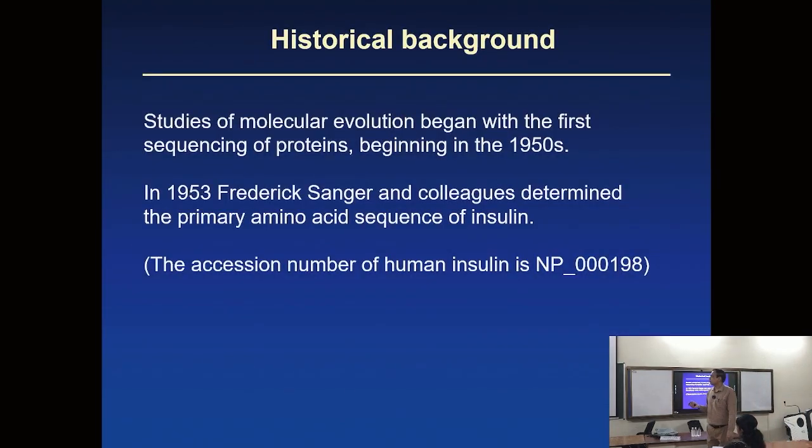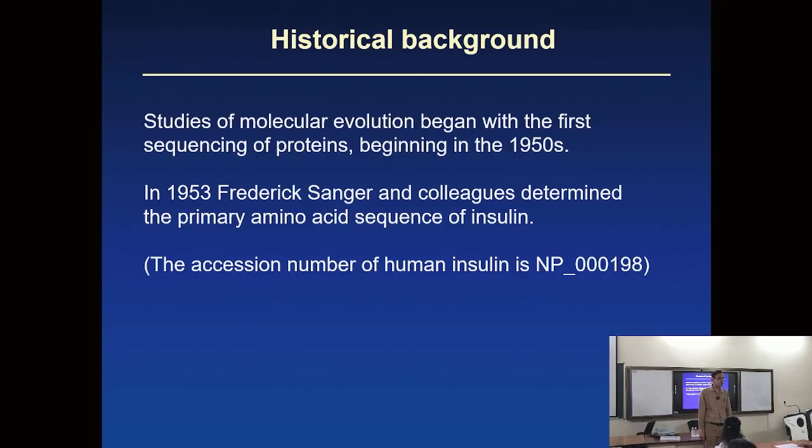So the studies of molecular evolution began in the 1950s, and you remember some developments happened in the 1950s. What were those developments in the field of molecular biology or genetics? DNA? Yeah, DNA structure, 1953. Other than that, there were some more important scientific breakthroughs in the 1950s. Sanger sequencing, protein sequencing.